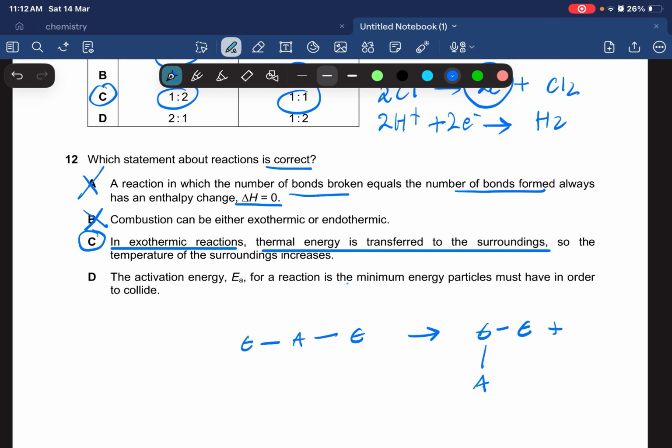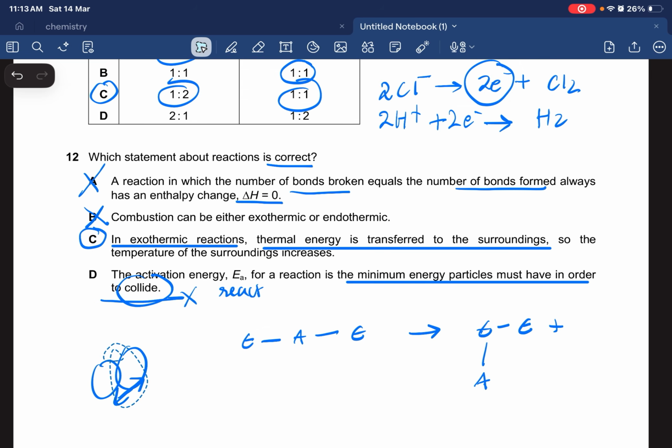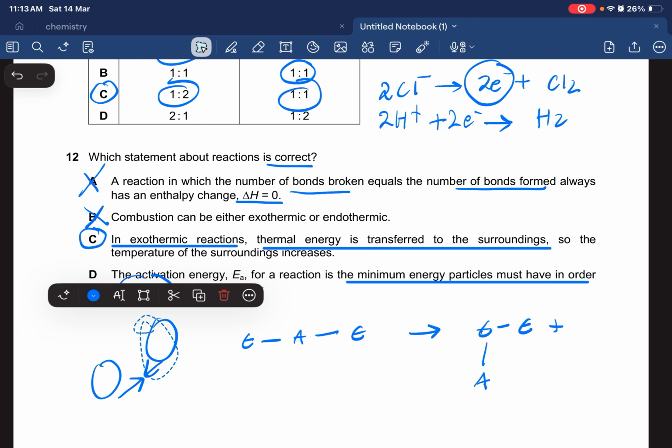The activation energy for the reaction is the minimum energy the particles must have in order to react. They're going to collide even if they don't have the activation energy. The particles are still going to collide with each other, like boom, boom, boom, boom. But what's going to happen? The product is not going to be formed because the collision is not going to be powerful enough.